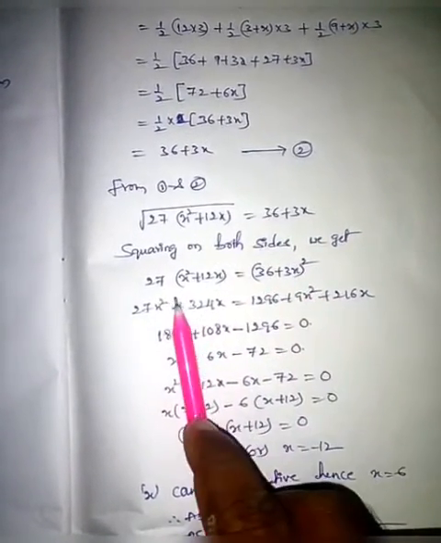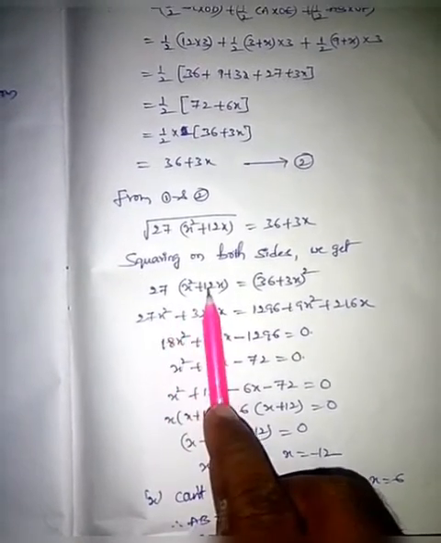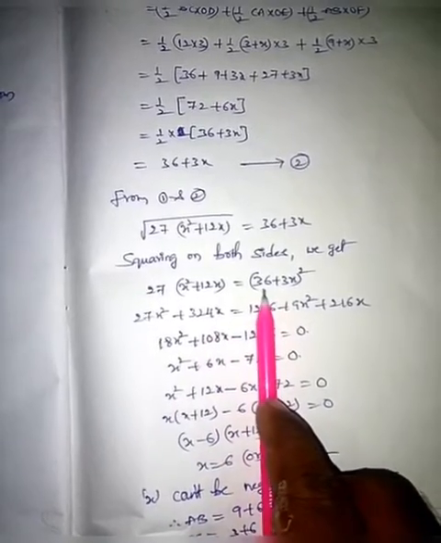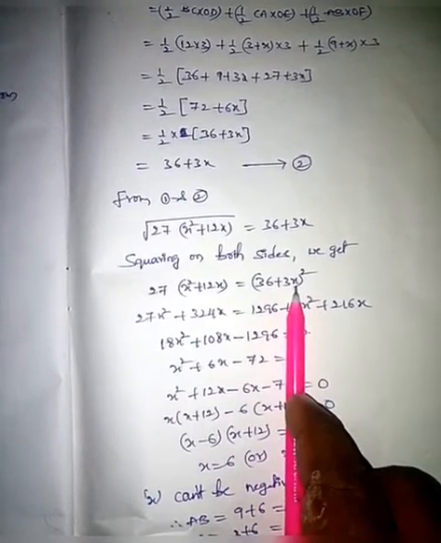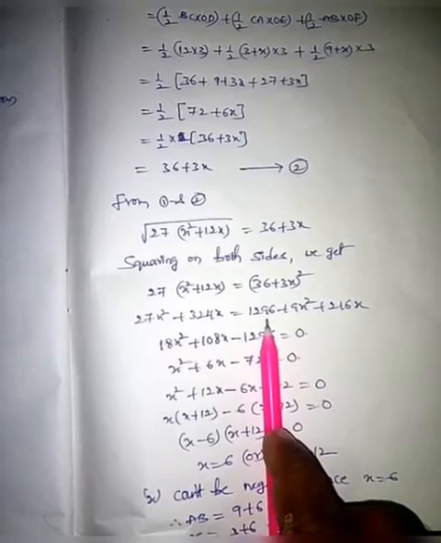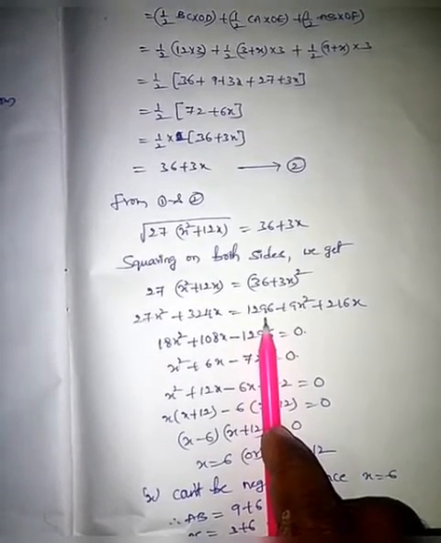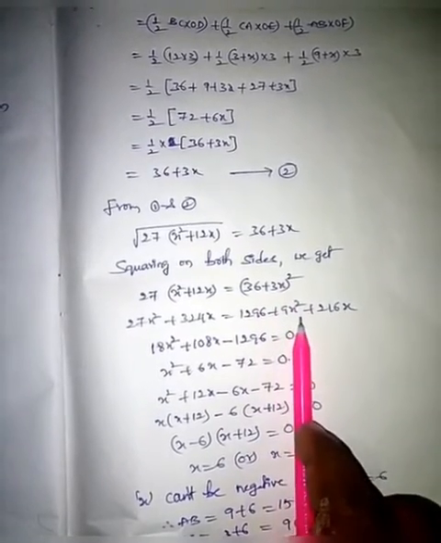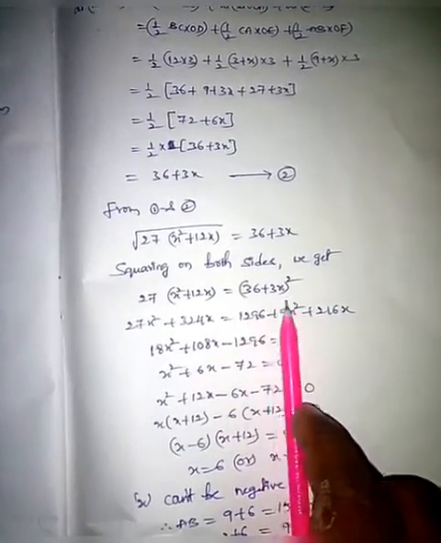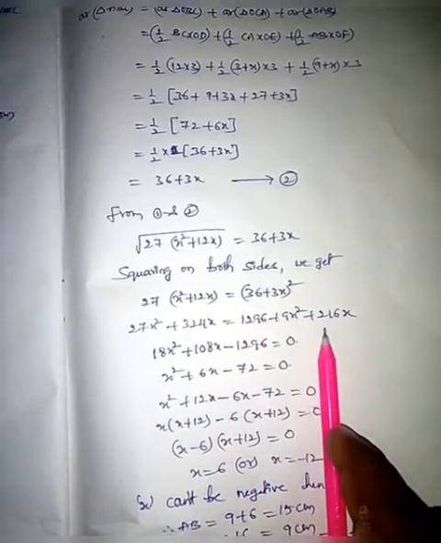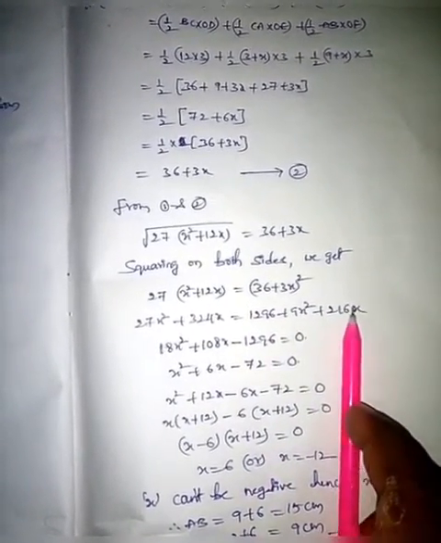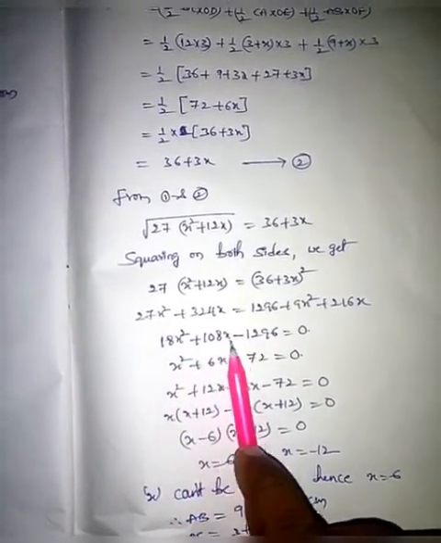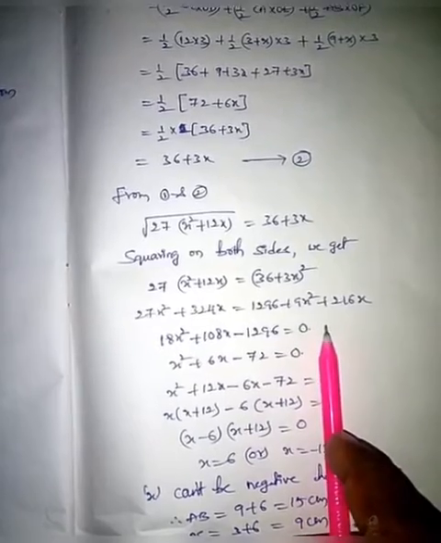Okay. Now multiply this, 27 into x square, 27x square, 27 into 12x, 324x. This is in the form of a plus b whole square, that's why expand this: a square, that is 36 whole square, it will be 1296, and b square means 3x whole square, it will be 9x square, and 2ab, 2 into 36 into 3x, it will be 216x. Okay. Now transpose the terms and simplify. You will get 18x square plus 108x minus 1296 equal to 0.